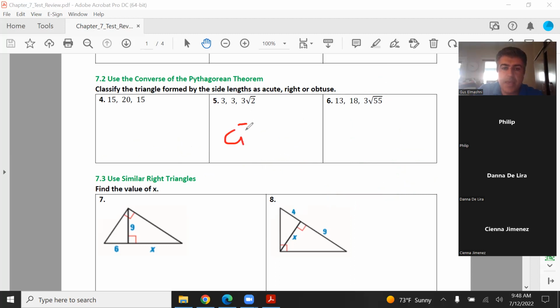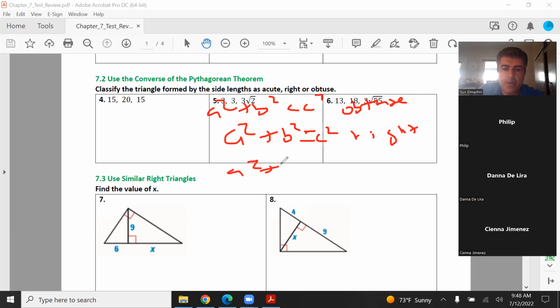So generally speaking, a squared plus b squared equals c squared. That's right. A squared plus b squared is less than c squared. That's obtuse. A squared plus b squared is greater than c squared. That's acute. So hopefully we're A-okay with that. Okay. All right. So let's keep moving.